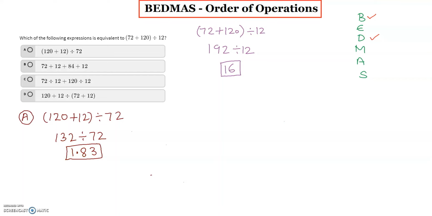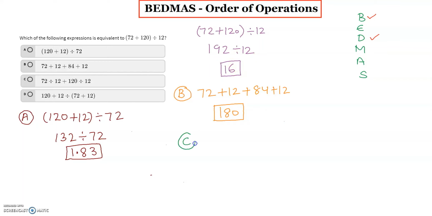Let's just solve for option B. 72 plus 12 plus 84 plus 12. I can see only one sign, which is the adding sign. So we can just add those 4 numbers. 72 plus 12 plus 84 plus 12 will give me 180. So that is not the correct answer, or similar to 16.